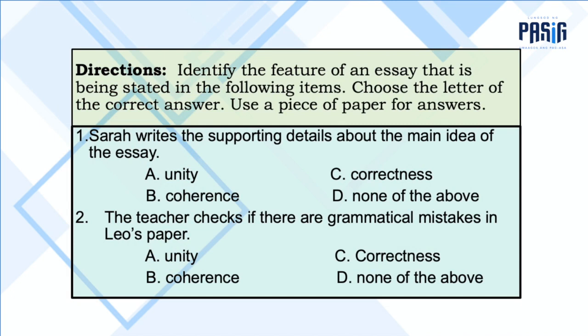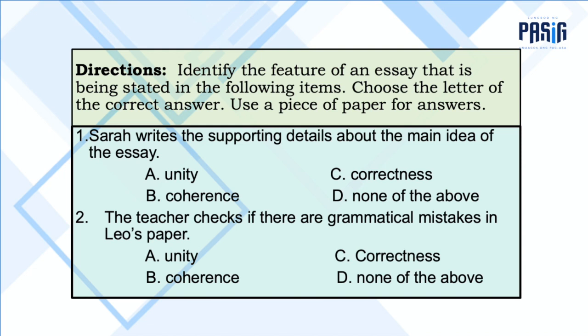Let's have our last activity for this lesson. Are you ready? Good. Directions. Identify the feature of an essay that is being stated in the following items. Choose the letter of the correct answer. Use a piece of paper for your answers. 1. Sarah writes the supporting details about the main idea of the essay. A. Unity. B. Coherence. C. Correctness. D. None of the above.